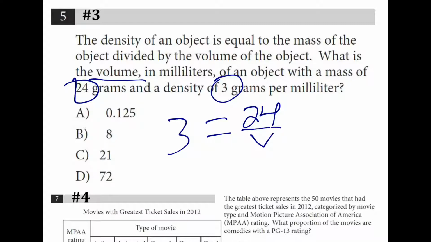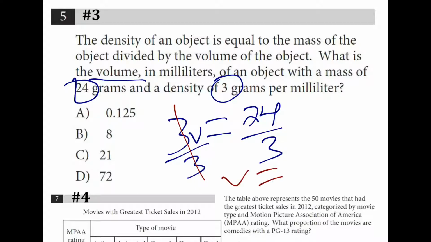Well, since we're dividing by V on the right, we can multiply both sides by V, which pretty much moves it over. And then if I want to figure out what V is all by itself, I divide both sides by 3, which cancels out 3 over 3. And on the right, I'm left with V is equal to 8. So the best choice is B.